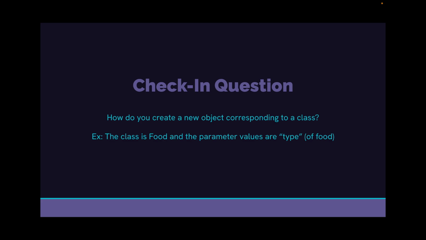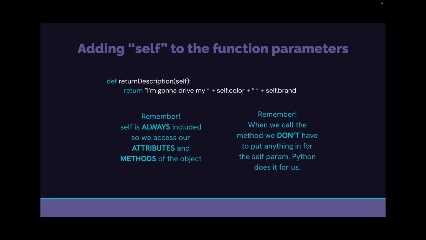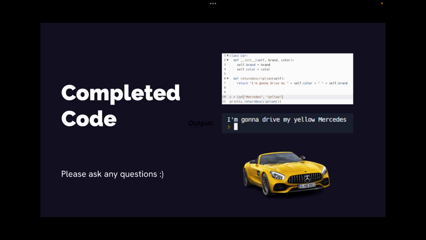I'm just going to skip this. Right, adding self to the function parameters. So something to remember is that self is always included, so we can access our attributes and methods of the objects. And when we call the method, we don't have to put anything inside for the self parameter. Python does it for us. So here is our completed code.